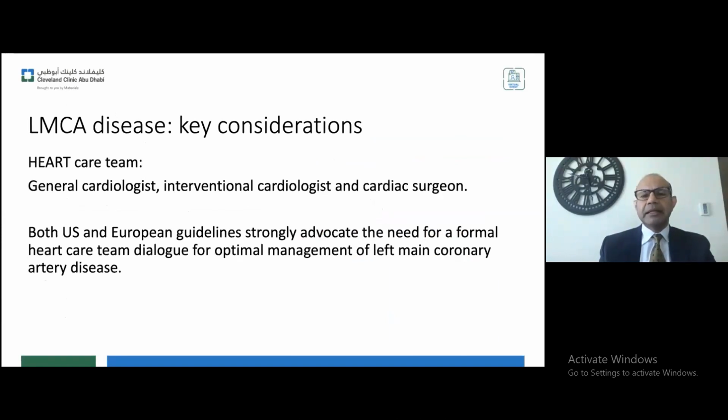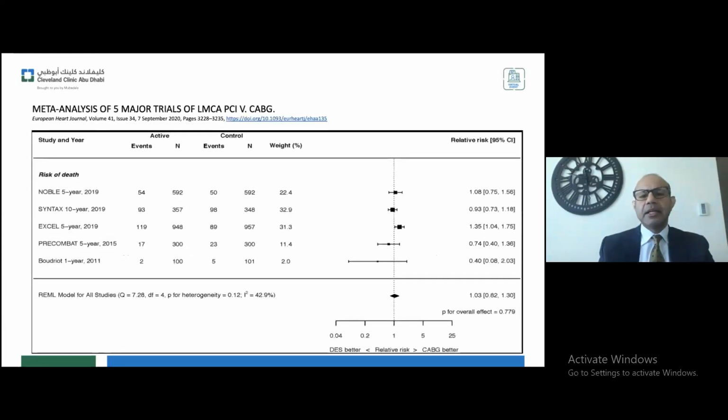So ultimately, I cannot overemphasize the importance of a well-established, well-functioning heart care team comprising a cardiologist who knows the patient well, an interventionalist who is technically gifted, and a cardiac surgeon who looks after coronary artery disease on a regular basis. Both US and European guidelines strongly advocate that this dialogue should occur prior to the management of left main coronary artery disease. So let's now review in totality the available data that we have of coronary artery disease and its management in PCI versus CABG.